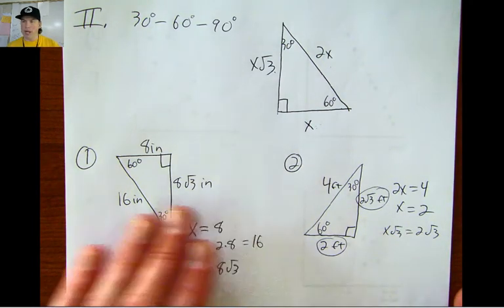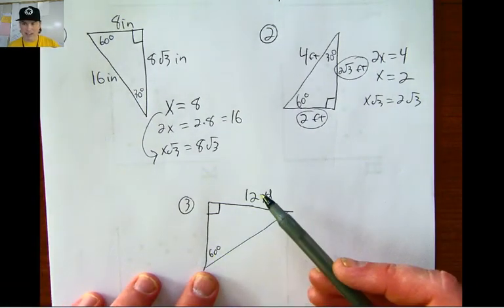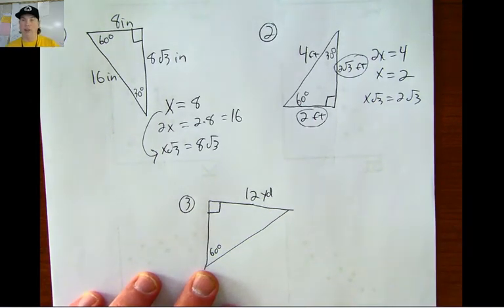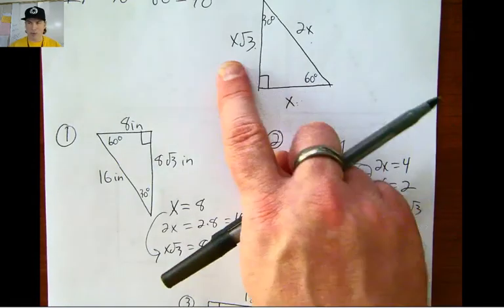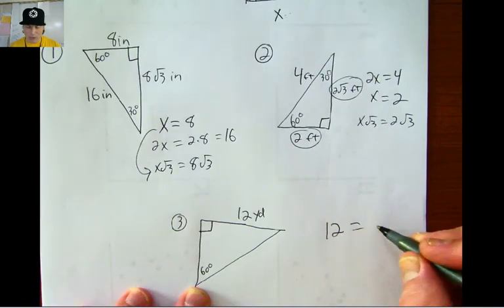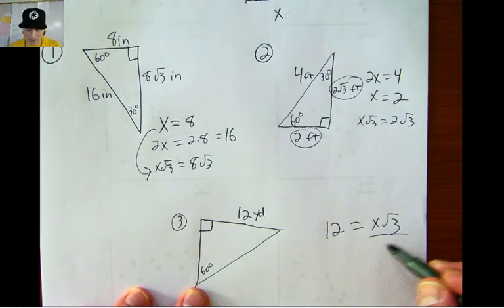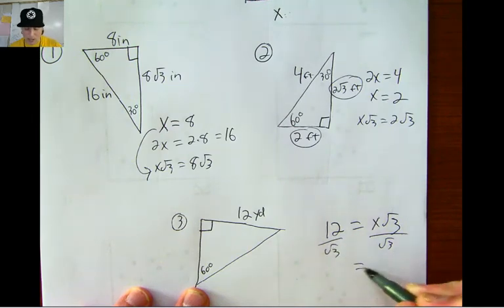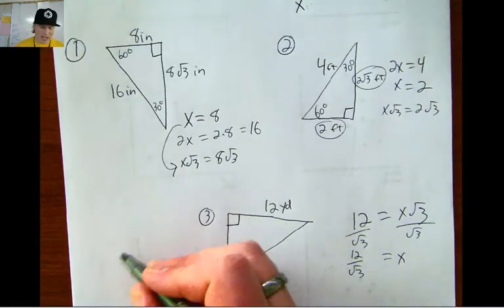Okay, the last one I have for you is, what if they give you a side opposite the 60 degree one? This is the hardest type of problem that you will encounter on these ones, which is why it's my last example. But the side opposite the 60 is the x root 3 side. So I'm going to take this 12 and set it equal to x root 3. So if I divide both sides by root 3, x ends up equaling 12 divided by root 3. Well, let's go on the side and do some side work.